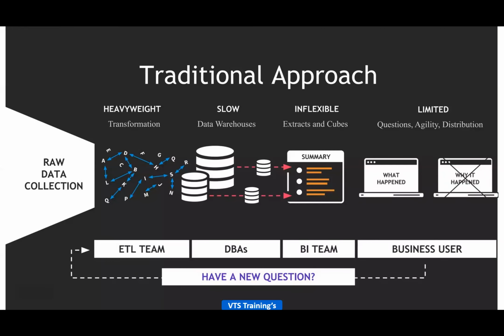So in the traditional approach, we get the raw data collection. The ETL team extracts the raw data from different sources and transforms it according to business perspective, like dimensions, measures, and any data type changes. All those transformations will be performed, and then they will load it into the data warehouse.